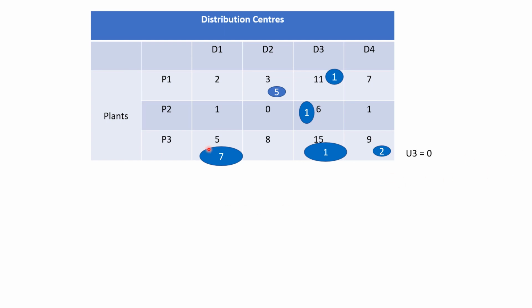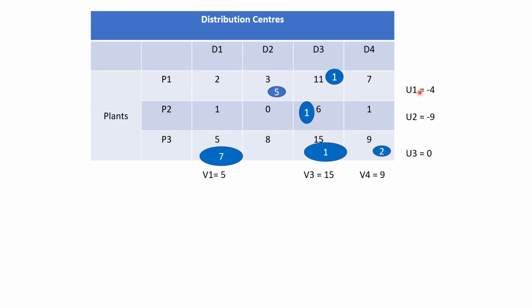So u3 equal to 0. So once u3 is 0, v1 equal to 5, v3 equal to 15, v4 equal to 9. Once we do so, in this column there is an allocation. So v3 is 15. So can we find out the value for u2? So v3 plus u2 equals 6. So what is the value of u2? It's minus 9. Similarly, I can take the help of this column to get the value for u1. So 15 plus u1 equals 11. That means u1 equals minus 4.